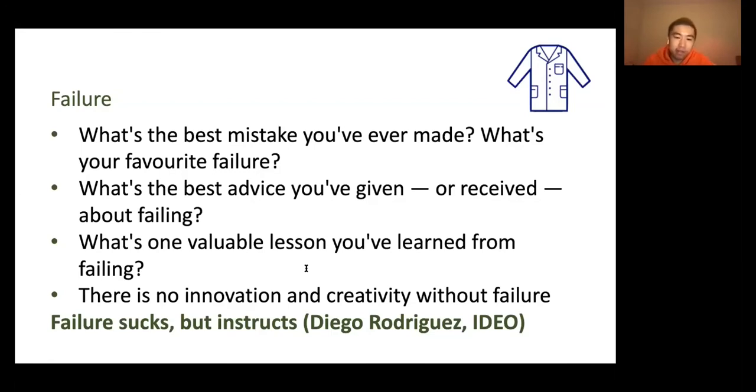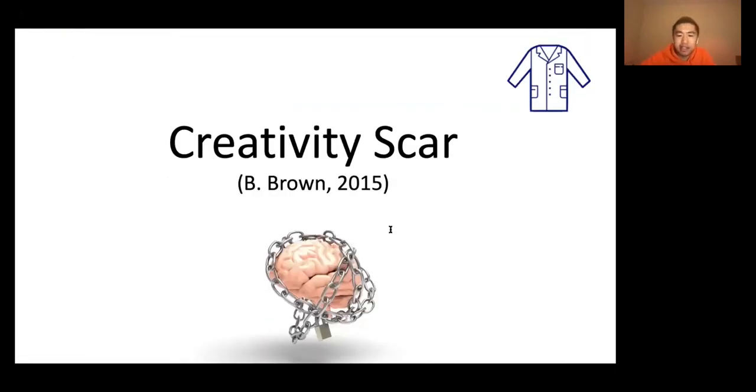The final point I wanted to make here is this little quote that I've added from one of the IDEO consultants, Diego Rodriguez, and he says that failure sucks, but instructs. And I think that this is a great way to summarize the importance of failure to innovation. Next, coming back to this idea of creativity, and linking again with creative confidence and failure into our conceptualization of creativity, is this great idea that I came across in the work of Brené Brown.